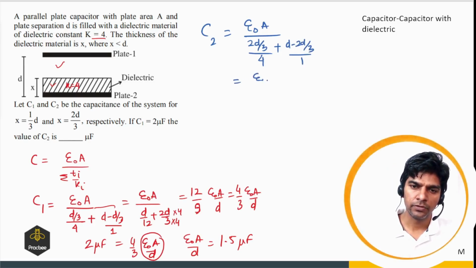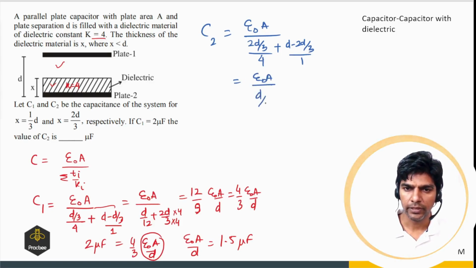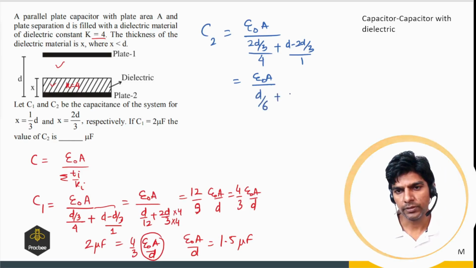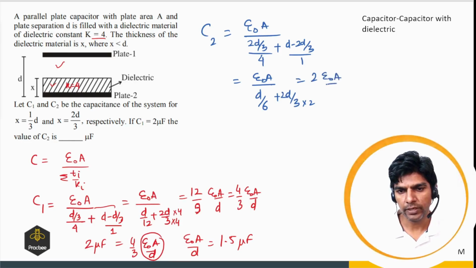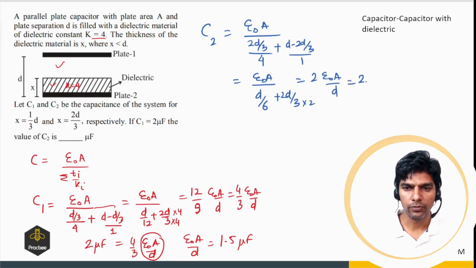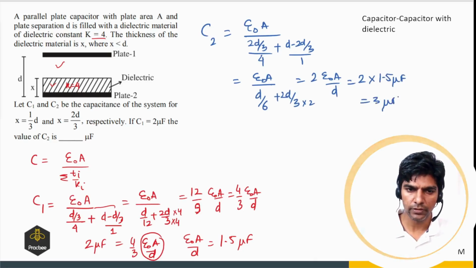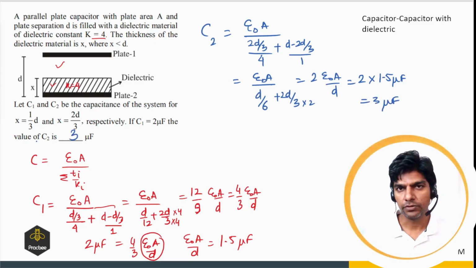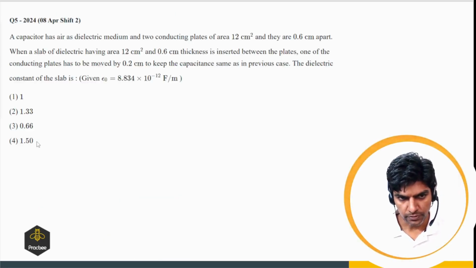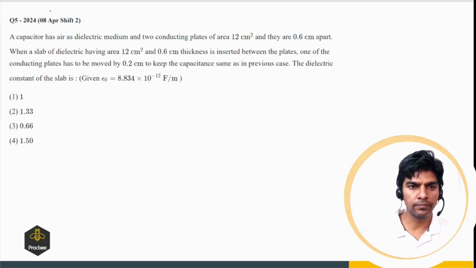So this will be epsilon naught A divided by d by 6 plus d by 3. So this comes out to be 2 times epsilon naught A by d, which will be 2 times 1.5 microfarad, which is 3 microfarad. So the answer will be 3. Right, so let us see another illustration.